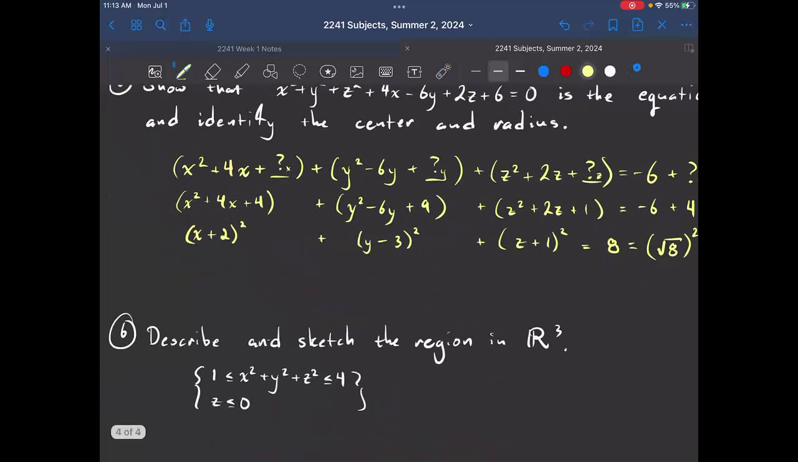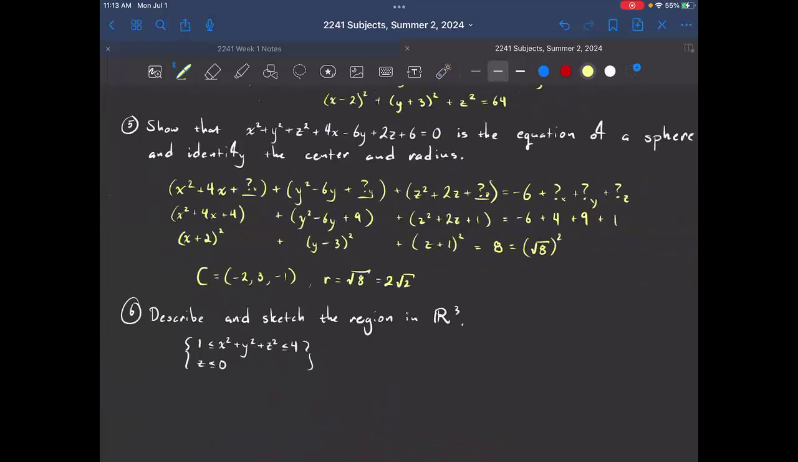So our center C is going to be minus 2, 3, minus 1, and then our radius R is going to be the square root of 8, or 2 root 2. Okay.